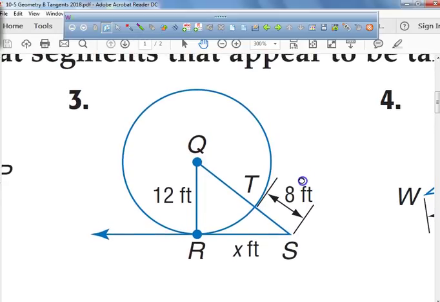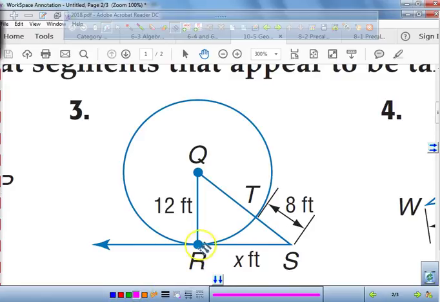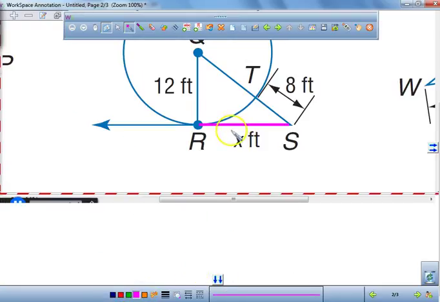Number 3. What are we trying to find, everybody? We're trying to find the value for x. Now, what does RS represent in this problem? Anybody know what we call RS? By the way, what's the title of our paper? It's a right tangent line. That's the tangent segment. All right, so that's the tangent.